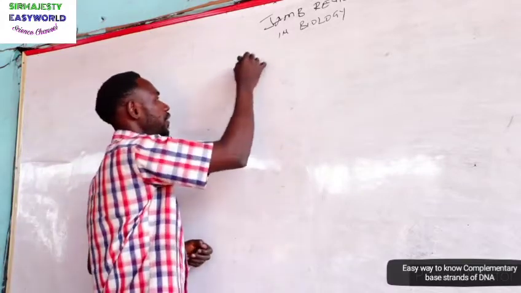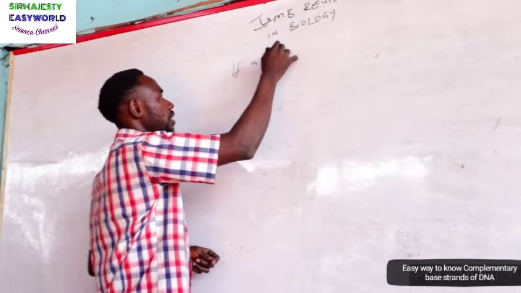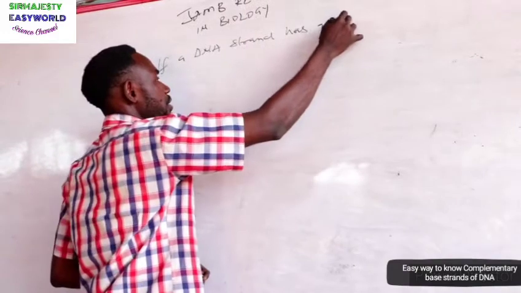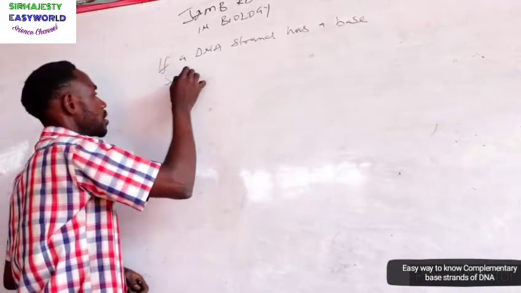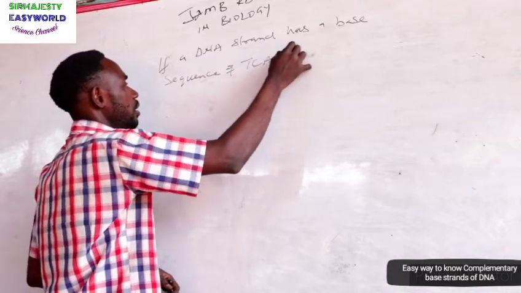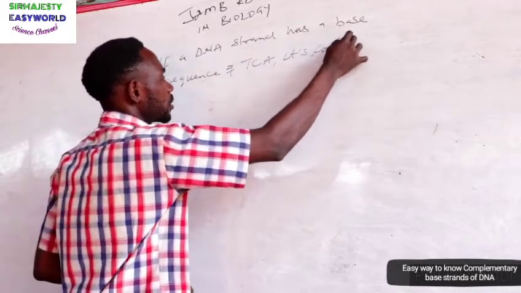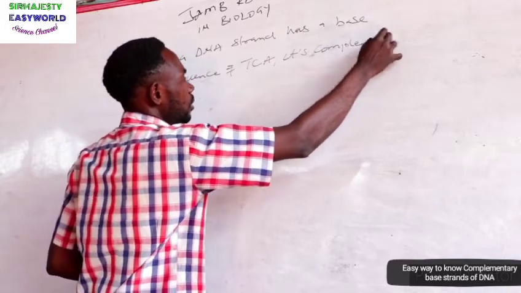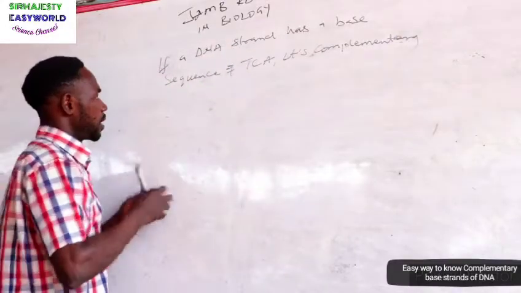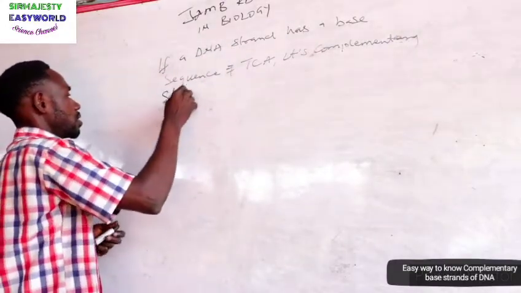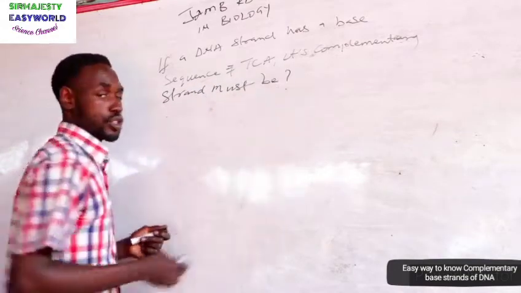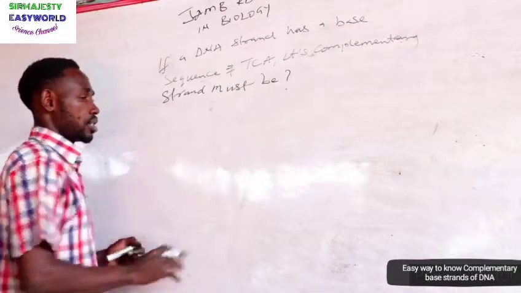The question says: if a DNA strand has a base sequence of TCA, its complementary strand must be... and they give many options, option A, B, C, D, E.